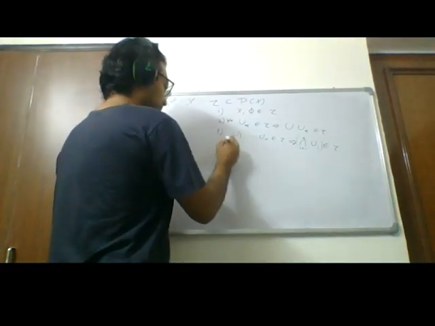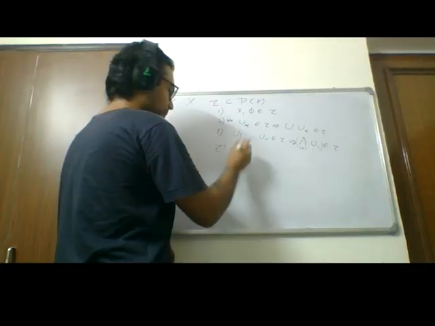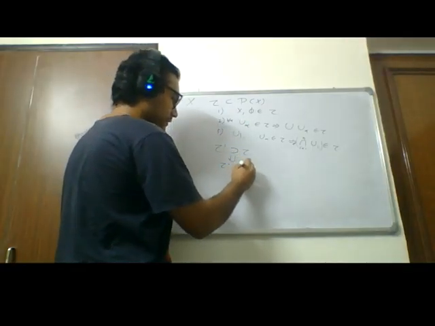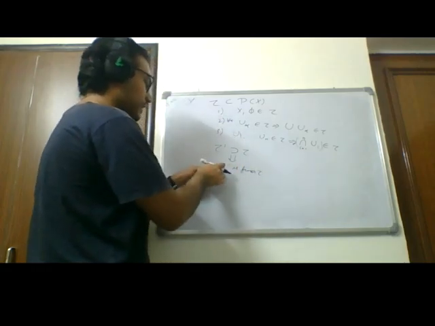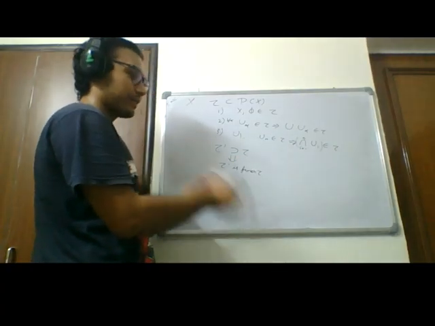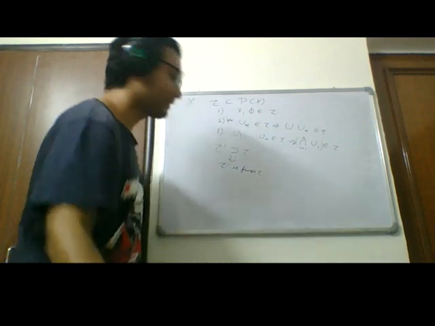And tau prime containing tau implies tau prime is finer than tau, or tau is coarser than tau prime. And if neither is the case, then they're not comparable. That's one way of defining it.